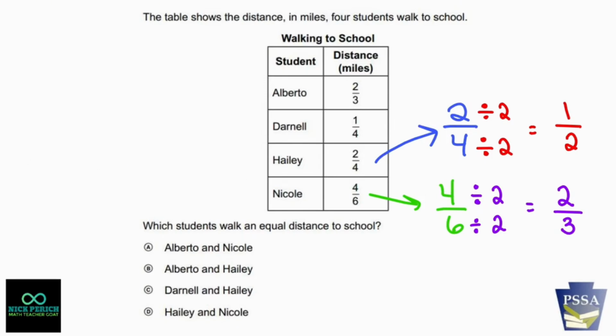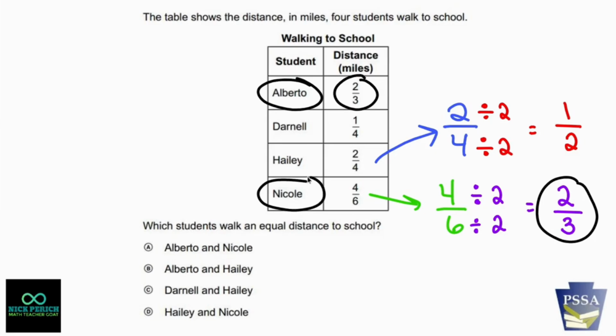And then you're like, well, wait a minute. You know who else is 2 over 3? Alberto is 2 over 3. So Alberto and Nicole walked the equal distance to school. So Alberto and Nicole, A, is going to be our answer.